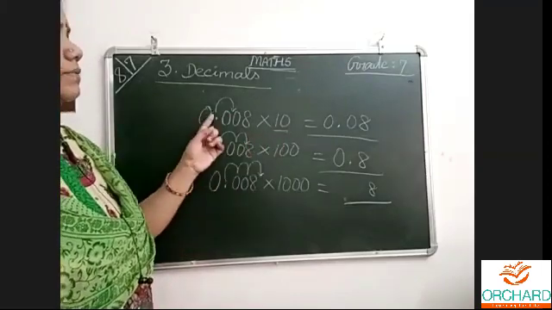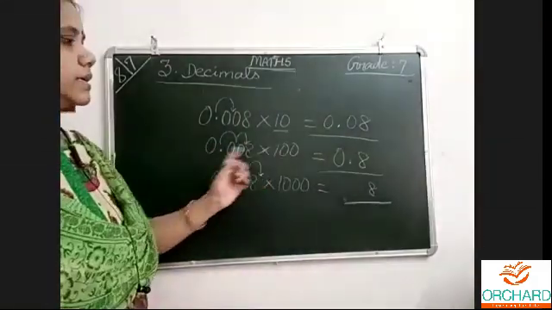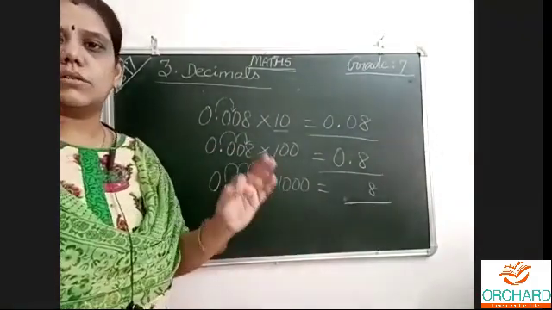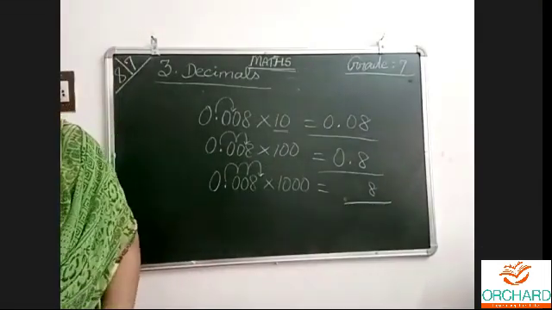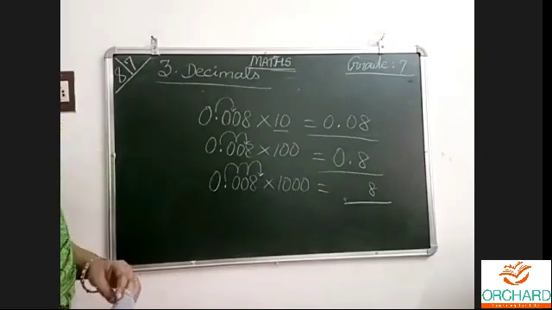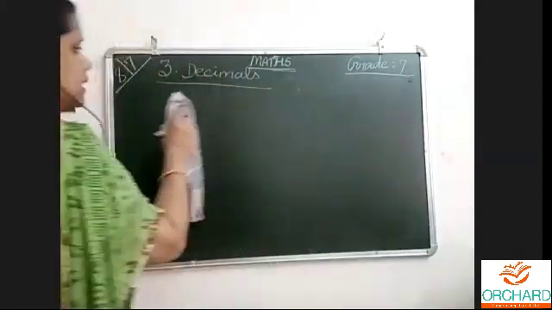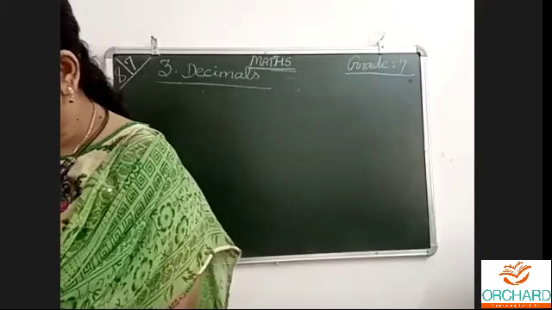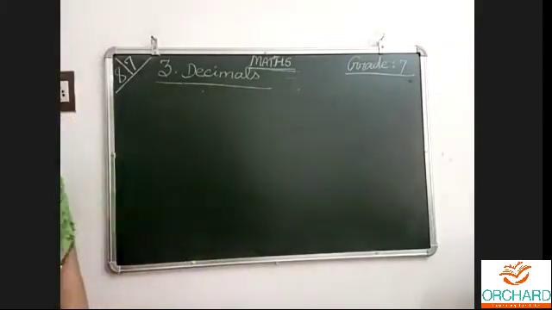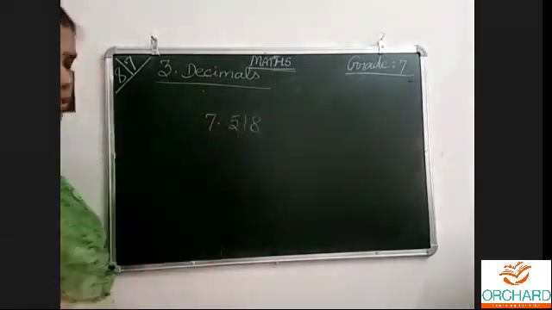Understood? So when you multiply by 10, the point jumps one place to the right side. 100, 2 places to the right. 1000, 3 places to the right side. This is what is given on page 42, 43. I read the chapter entirely and I'm taking what is necessary. That alone I'm explaining. Same thing with the number.